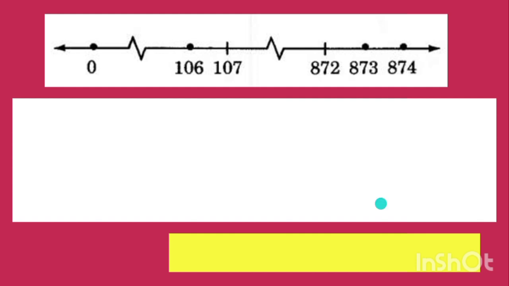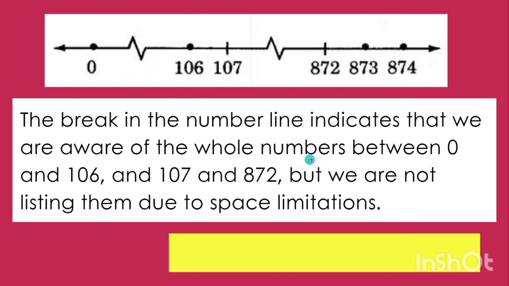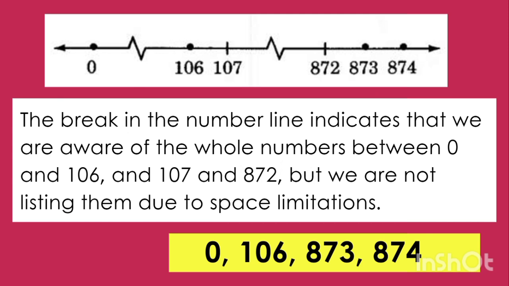Guess the number in this picture. What number does it represent? Let's see. Very good. We have 10, 106, 873, and 874. The breaks in the number line represent the numbers between 10 and 106, and the numbers between 107 and 872. So the break lines represent the numbers in between.